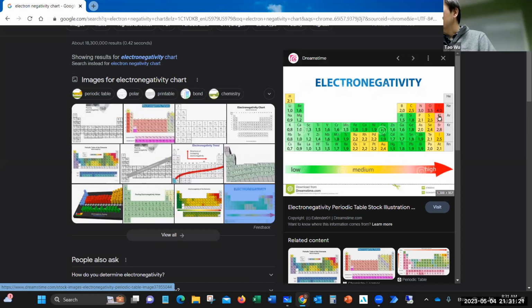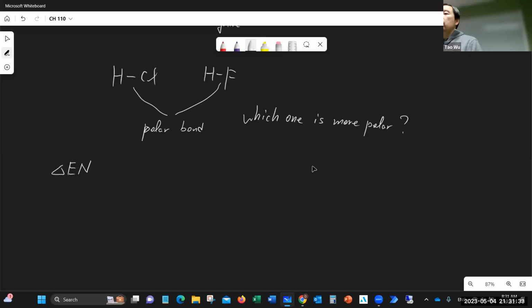Okay, electron activity. Let's see. Fluorine is 4.0, chlorine is 3.0, hydrogen is 2.1. So hydrogen's electron activity value is 2.1, chlorine's value is 3.0, and fluorine's value is 4.0. To figure out the polarity of the bond, people usually figure out the difference of the electron activity between these two atoms.